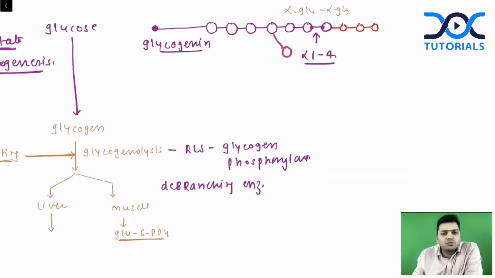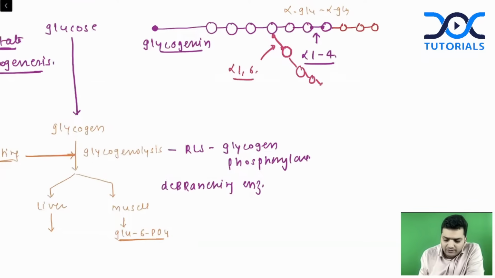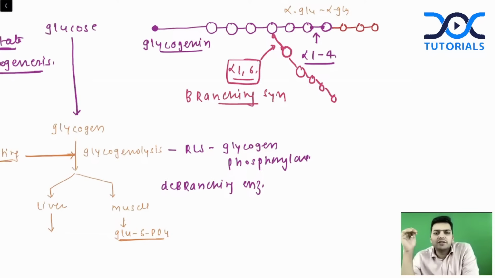We attach the glucose molecule like this at the branching point, and the bond is going to be alpha 1,6. And then again, we will have a linear sequence like this. So to make this branch, we require the branching enzyme. During this glycogen synthesis, we require the branching enzyme by which we make the branch, and ultimately we make a huge molecule called glycogen, and that will be there in our body.